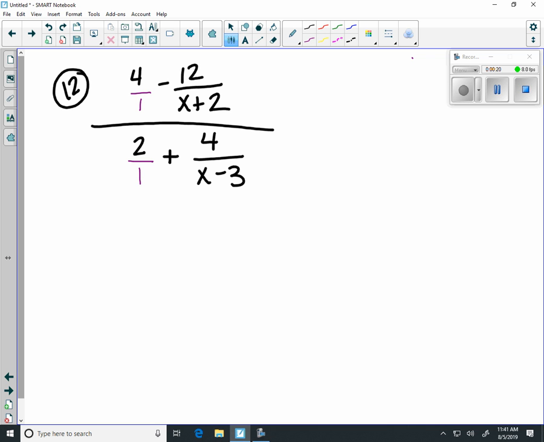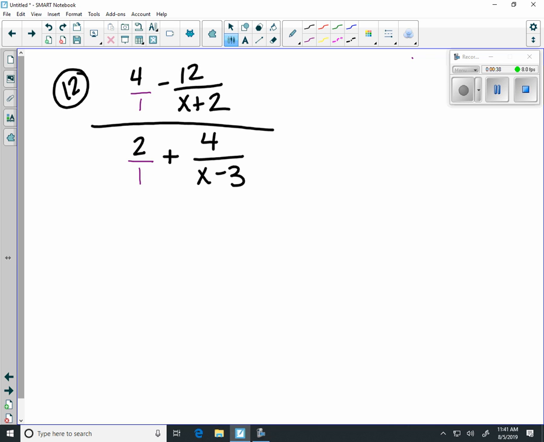So that 4 and that 2, it's no longer just a 4 and a 2, because in type, it kind of can look like it's just floating out around there. But it's not floating, it has a denominator of 1. So I think that helps us kind of set the problem up a little easier.